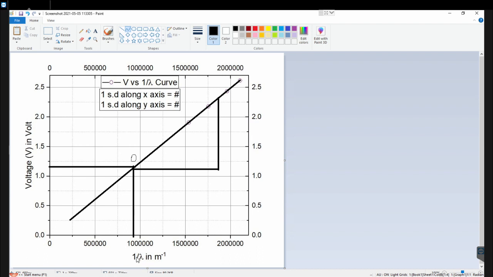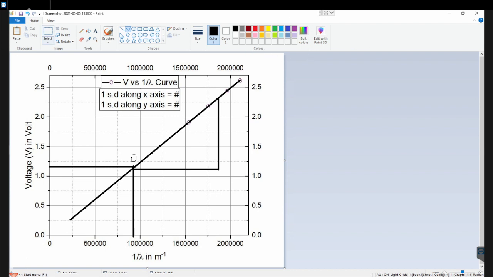To have the lambda value, you just divide 1 by this value, that means you have to take the reciprocal. When you have the 1 by lambda, you get the lambda value by simply taking the reciprocal. That will be in meters. Multiply this value with 10 to the power 9 to get it in nanometers, or you can get it in micrometers by multiplying it with 10 to the power 6. So it's up to you. That's all for the measurement of Planck's constant as well as finding the unknown wavelength.